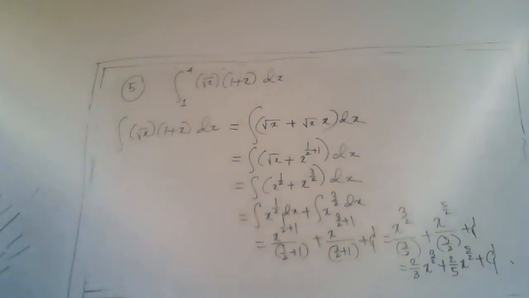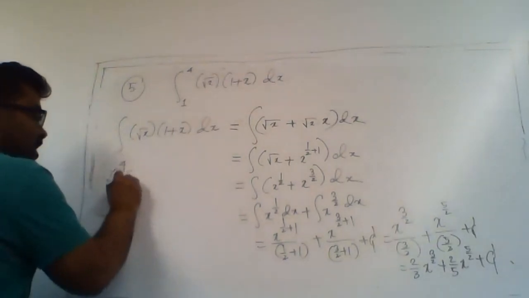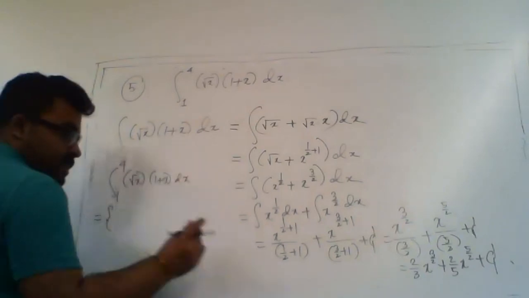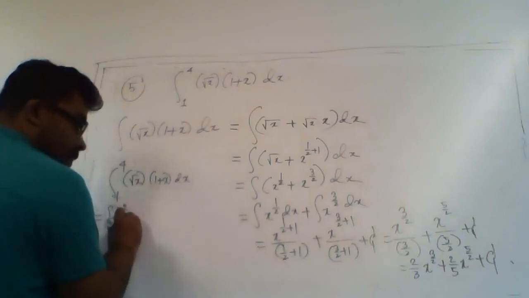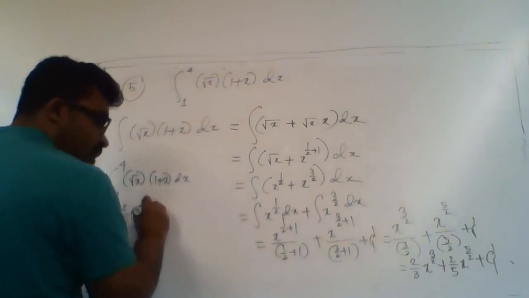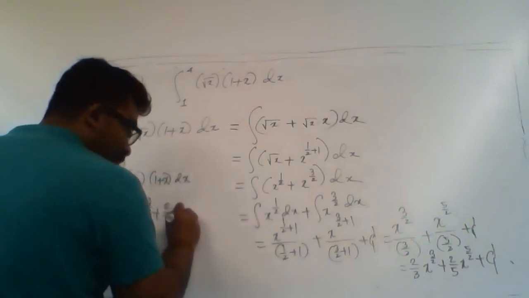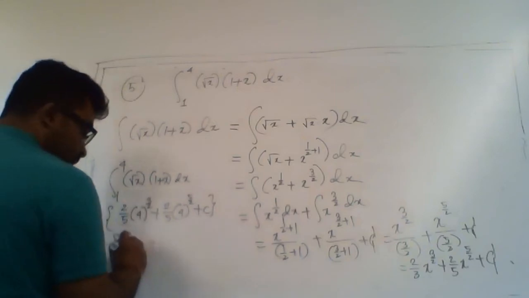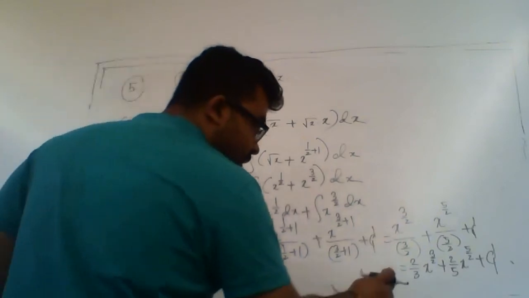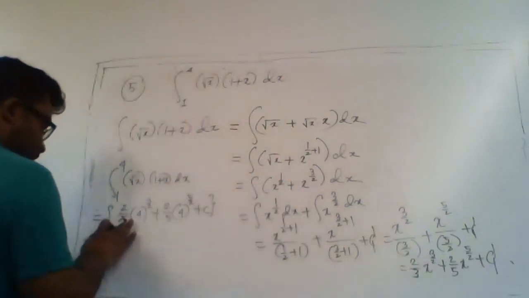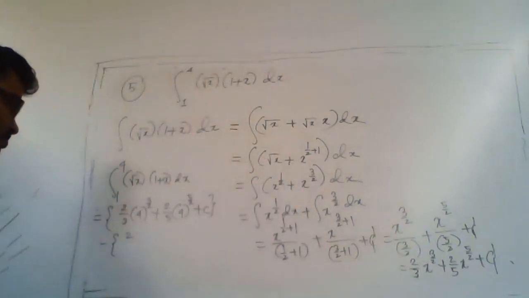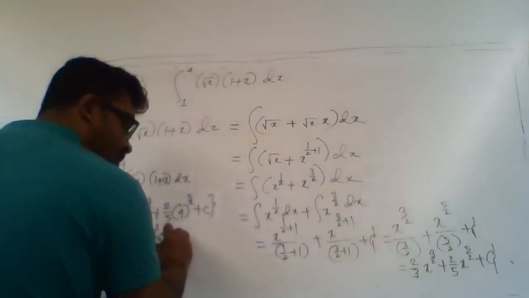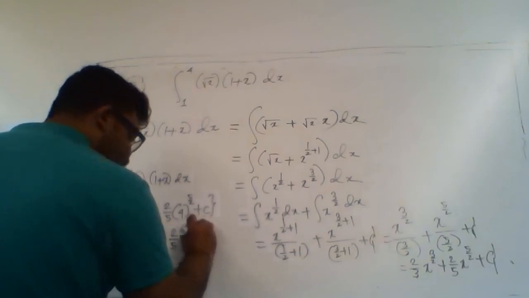Now once you find this, the integral from 1 to 4 of square root of x times 1 plus x dx is, first put in 4 in this expression, so you get 2 over 3, 4 to the power 3 over 2 plus 2 over 5, 4 to the power 5 over 2 plus c, minus 2 over this is actually 3, right? This is 3, so it should be 3, minus 2 over 3, 1 to the power 3 over 2 plus 2 over 5, 1 to the power 5 over 2 plus c.